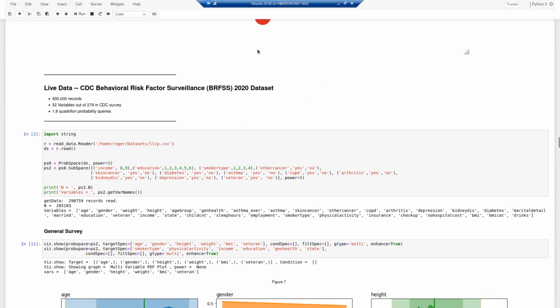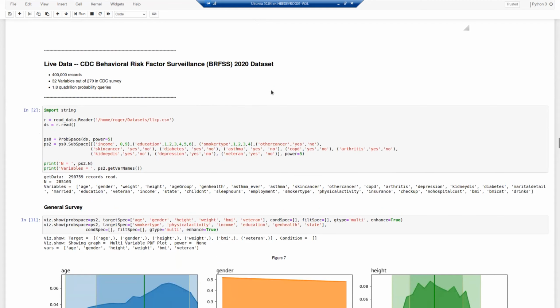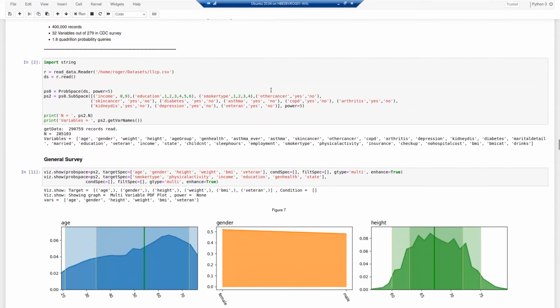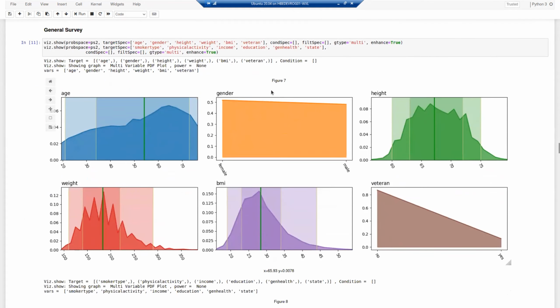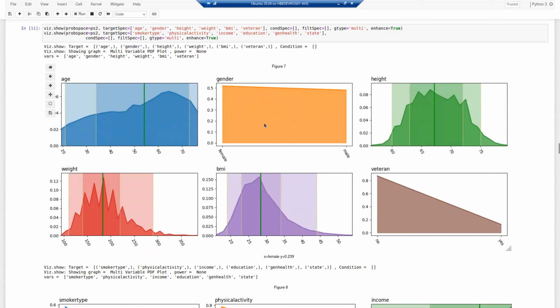Just to illustrate the depth of multivariate relationships, there are 1.8 quadrillion different probability queries that we can issue against these 32 variables. So to understand the full interaction of the variables in this data set would take several lifetimes. But let's take a look at the general data.